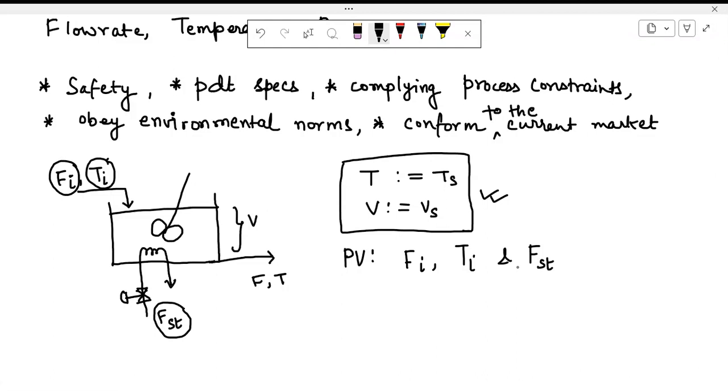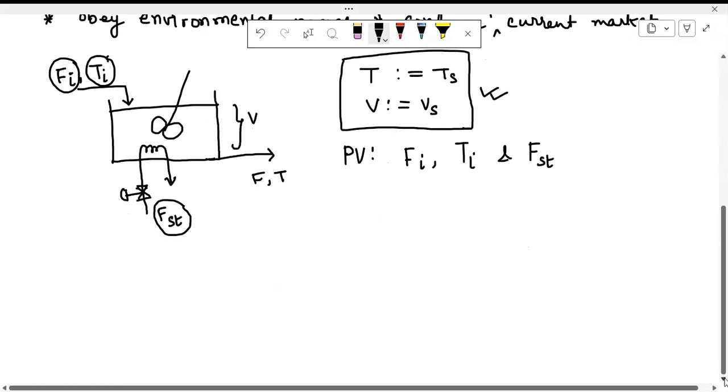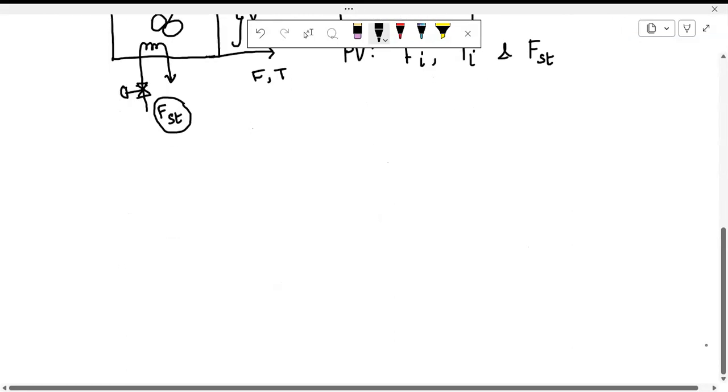Now, this sets the background that we first need to identify our process objective, then identify the most important variables, and then understand what is required to be measured, and finally measuring them suitably. Now, let us talk a little bit about these process variables in brief. We'll take this CSTR example throughout this video.